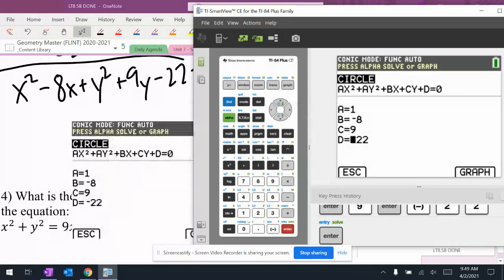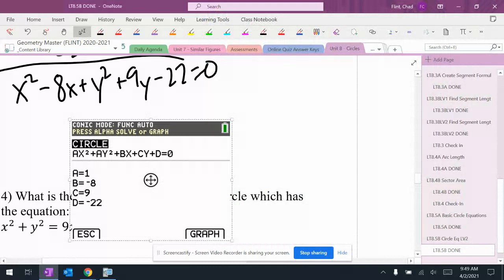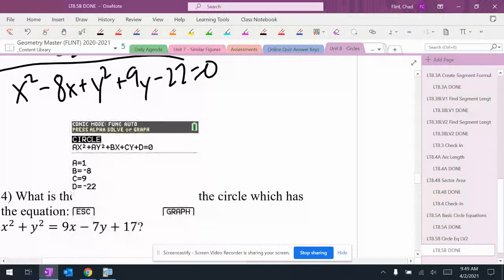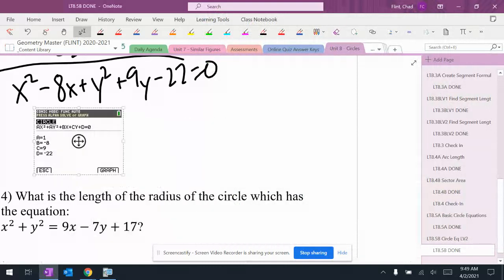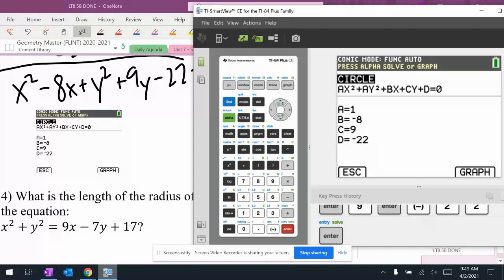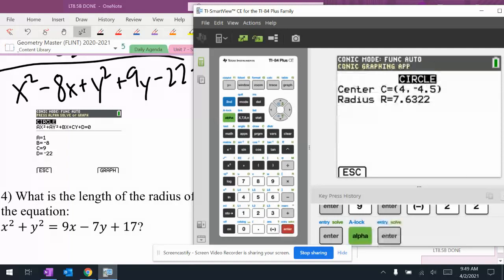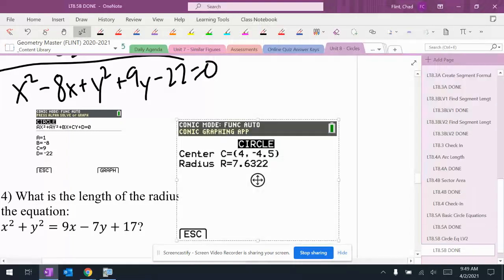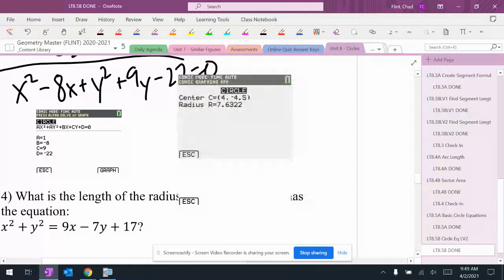Drag that and drop it right there. Now, of course, it's on top of the other words, so I'm going to shrink it. Move it right there. Then I'm going to hit alpha, enter. I want it to solve it. It's going to give me that thing right there. All right, so I'm going to move that over here.